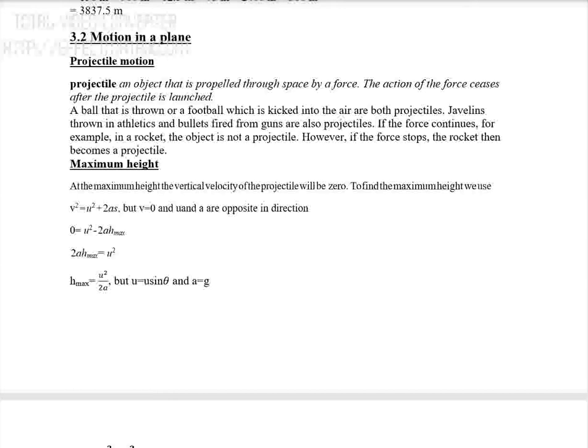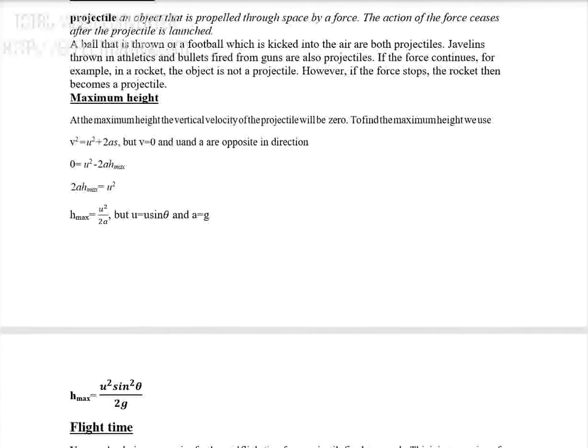this projectile motion is a motion when an object is propelled in space, or when an object is moving upward without an engine or without any motive force. We can say it's what? A projectile. In this projectile we have 2 types of motions, horizontal and vertical motion. In the horizontal motion, always the horizontal velocity is what? Constant. V horizontal is constant always.